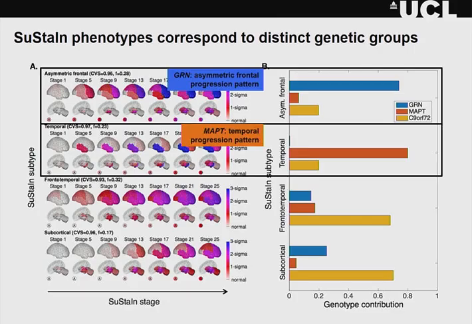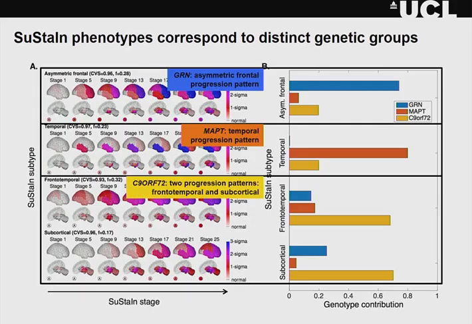The more temporal progression pattern is associated with carriers of mutations in MAPT. However, we find that both the frontotemporal and subcortical progression patterns tend to be contributed to by carriers of mutations in C9orf72. So this suggests that this group is both heterogeneous, and further that it consists of 2 distinct subtypes, one that has a more frontotemporal atrophy pattern and the other with a more subcortical pattern.